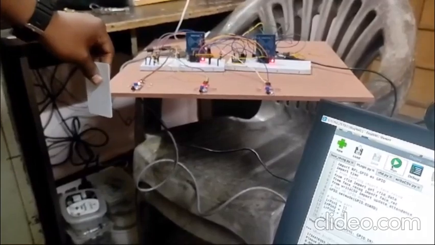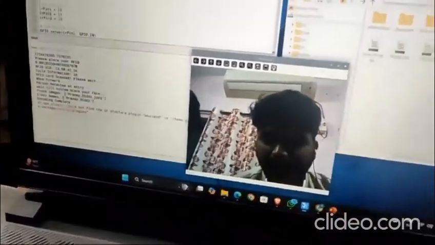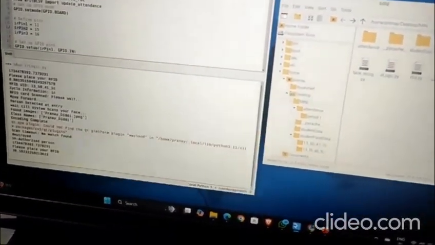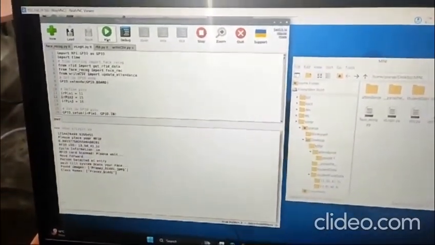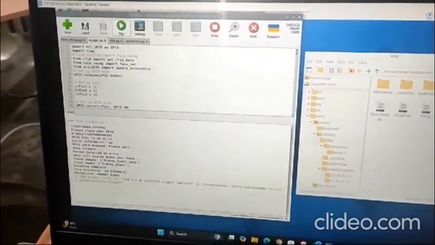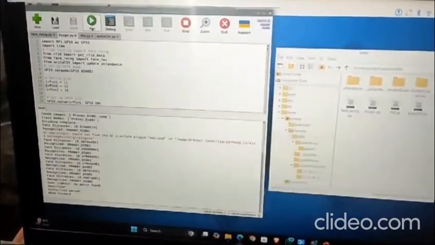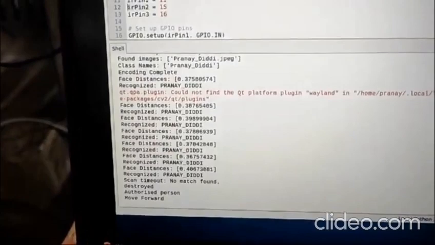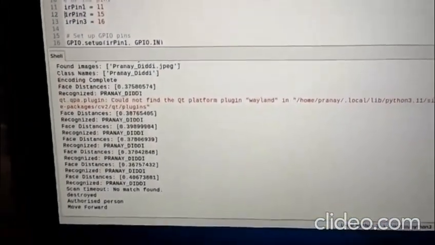When a person goes through IR sensor 1, the class name and the image details are already included. This is the interface. As you can see, my face encodings are encoded, and you can see the name Pranay Diddi. My face is recognized, and I'm an authorized person.